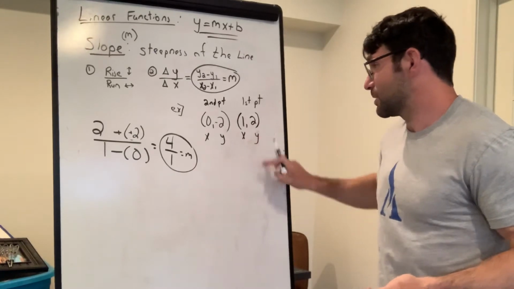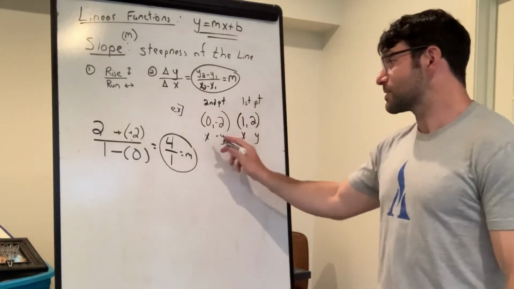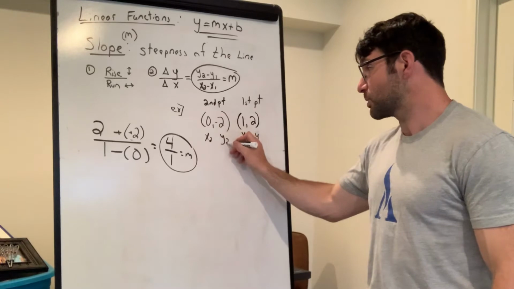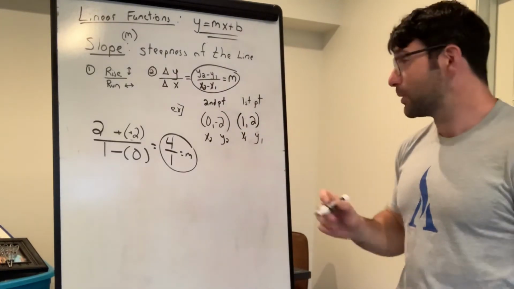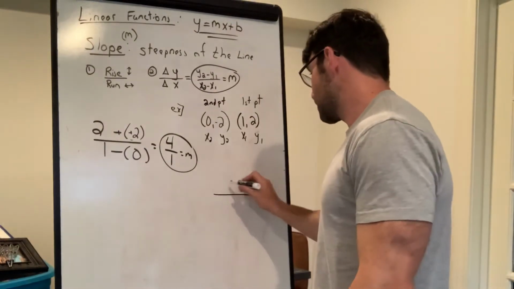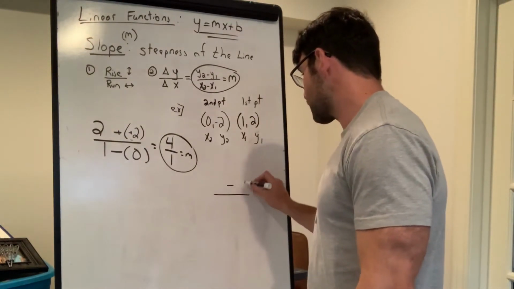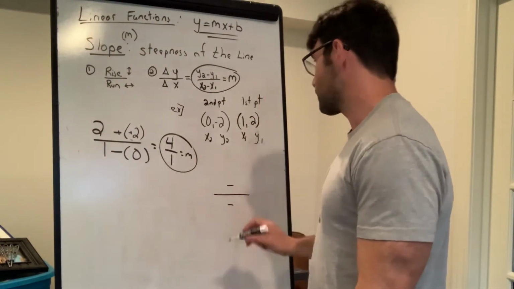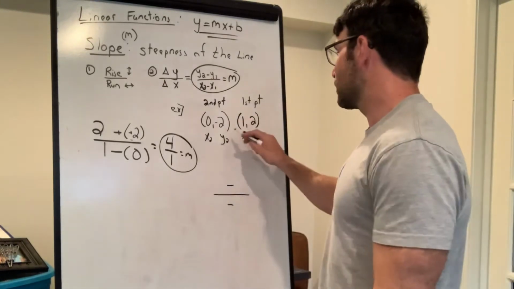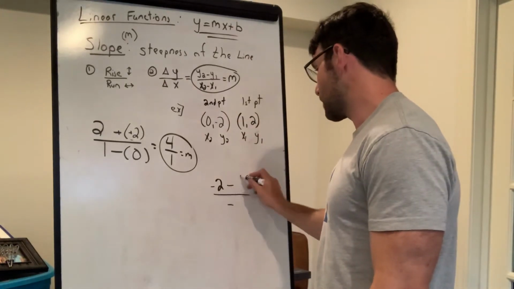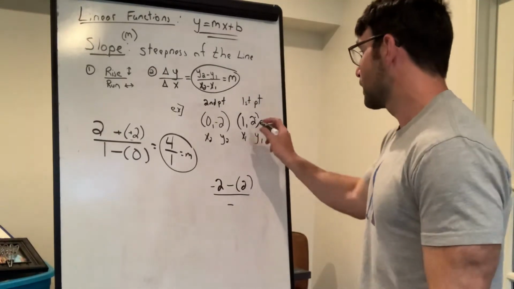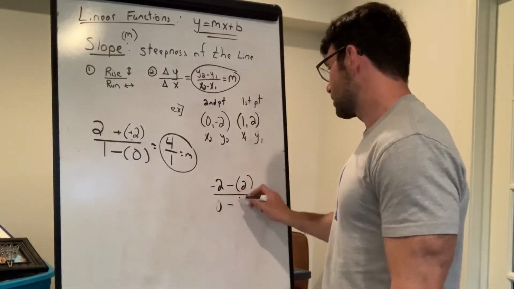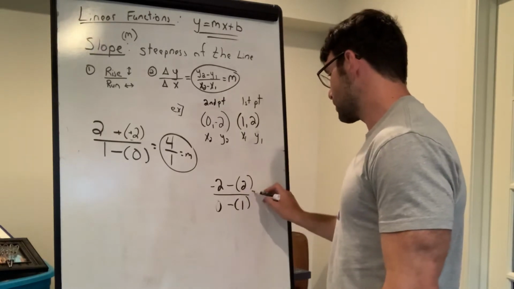So let's try it this way now. If this is the second point, this will be x2, this will be y2, this will be x1, this will be y1. Let's set it up into the equation again. So my equation is y2 minus y1 over x2 minus x1, and it's a division problem. So y2 is negative 2. I always want to think that my second point's in parentheses. y1 is 2. x2 is 0. x1 is 1.